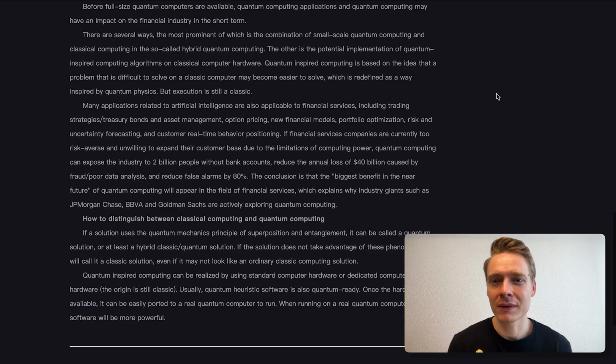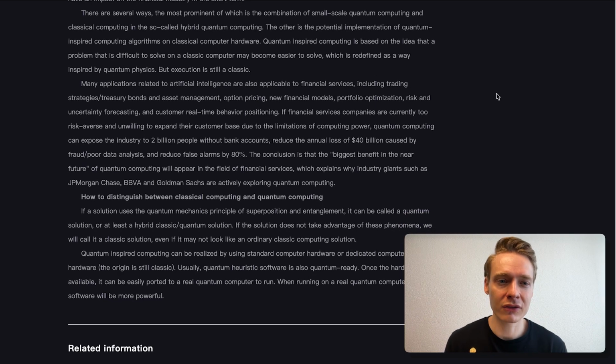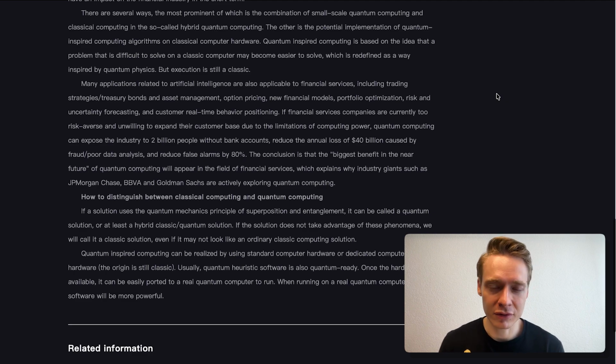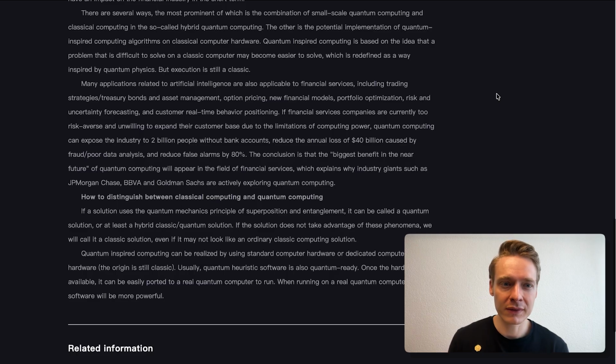Quantum-inspired computing is based on the idea that a problem that is difficult to solve on a classical computer may become easier to solve if redefined in a way inspired by quantum physics. But execution is still classical. Many applications related to artificial intelligence are also applicable to financial services, including trading strategies, treasury bonds, and asset management, option pricing, new financial models, portfolio optimization, risk and uncertainty forecasting, and customer real-time behavior positioning.